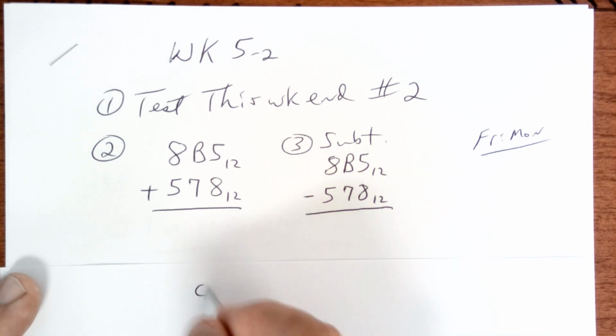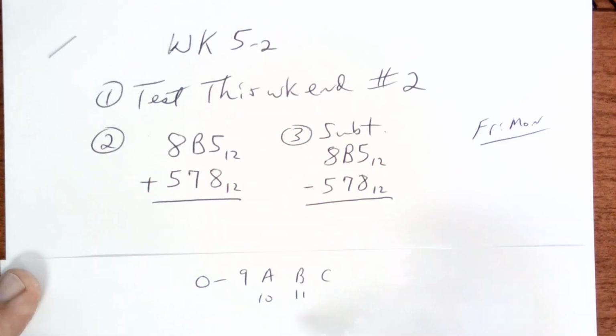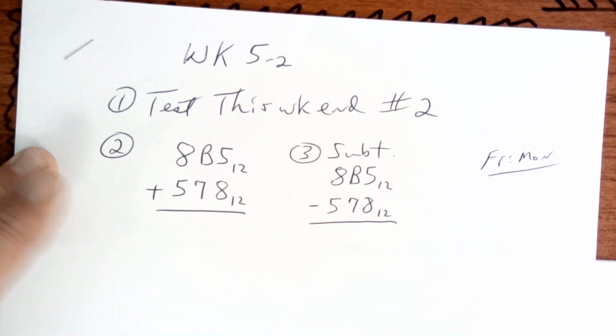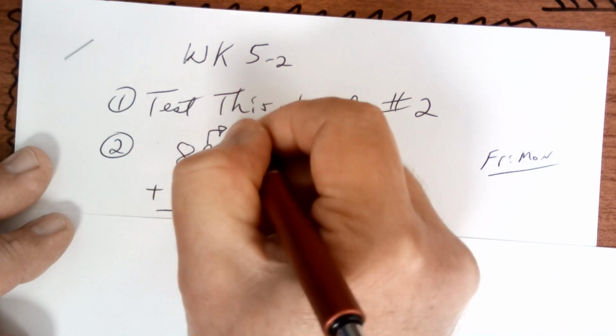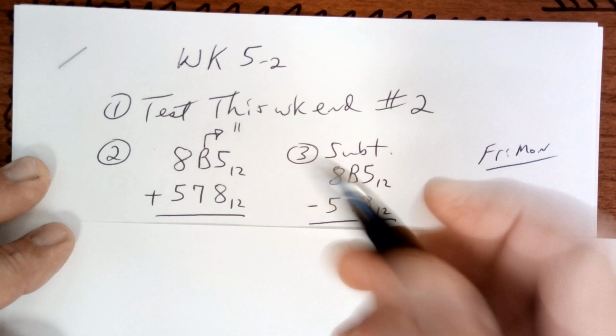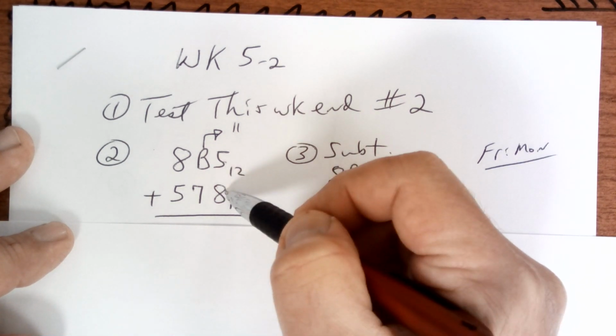We know 0 through 9 count as numbers, but 10 is A, B, C. This is B, so B is 11. So what we have is base 12 here. So we're adding. So when you add, remember that B is 11. Mark that down. In any event, what you're going to do is add this up. When you add this up, you get 13.